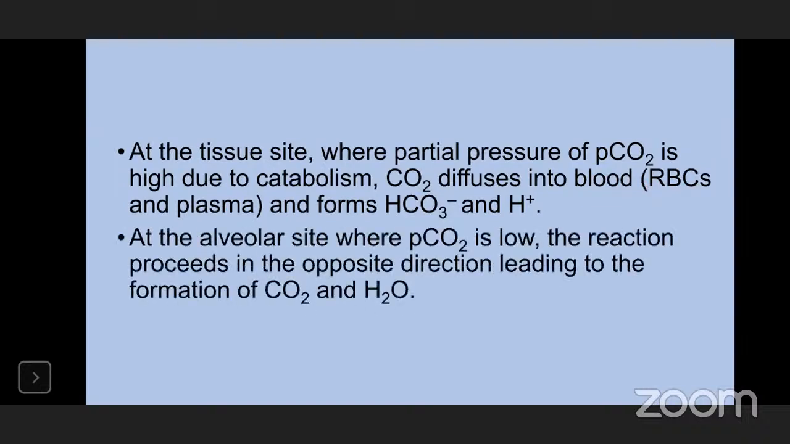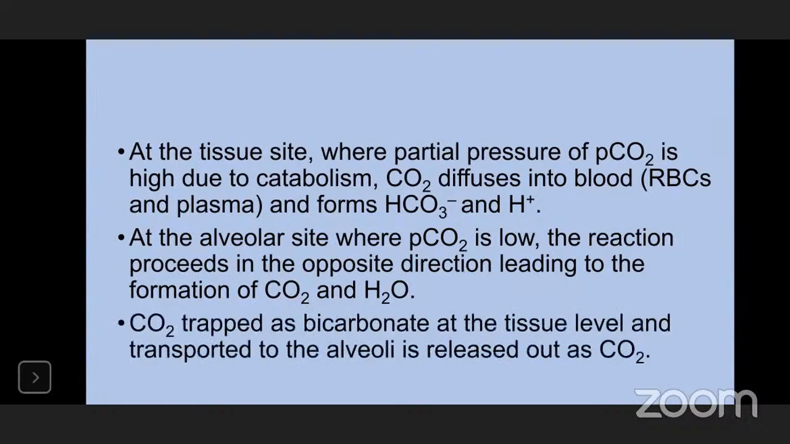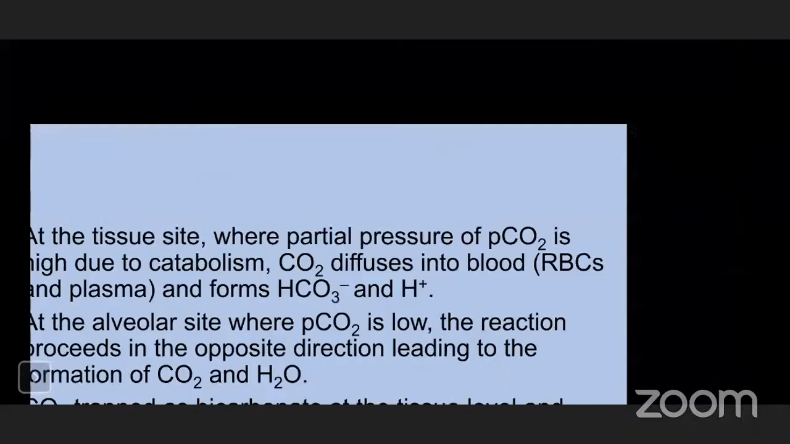And at the alveolar site where PCO2 is low, PCO2 at the alveolar site will be 40, and the PO2 at the alveolar site will be 121. So at that region, as PCO2 is less, the reaction will proceed in the opposite direction, which leads to the formation of carbon dioxide and water. CO2 is trapped as bicarbonate at the tissue level and transported to the alveoli, where it is released out as carbon dioxide.